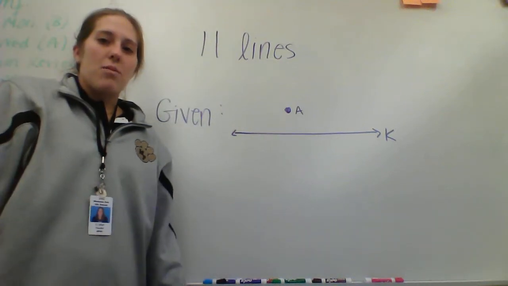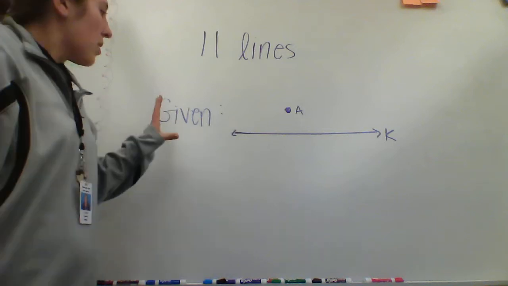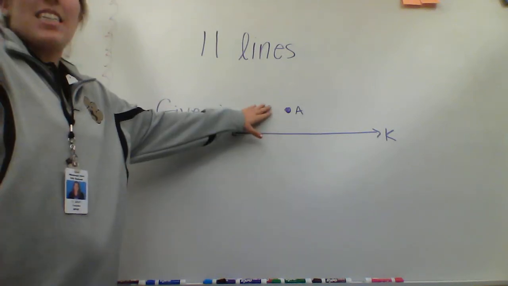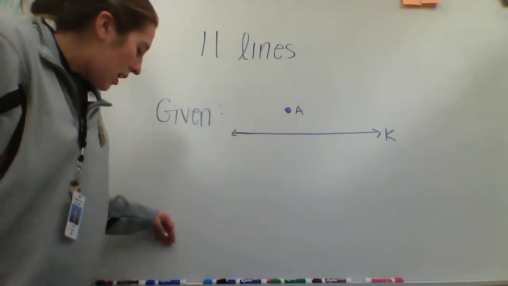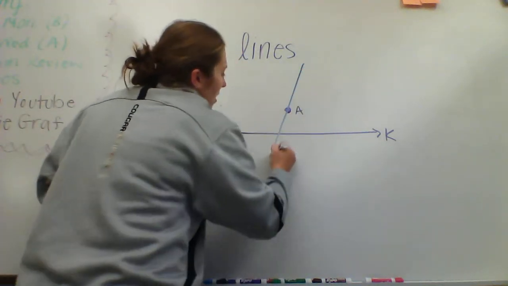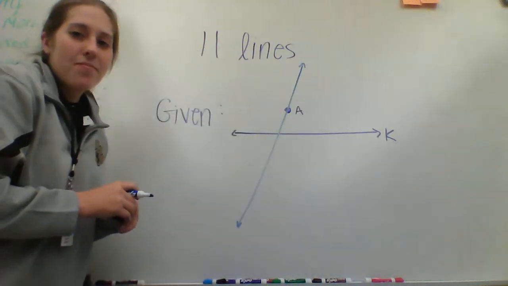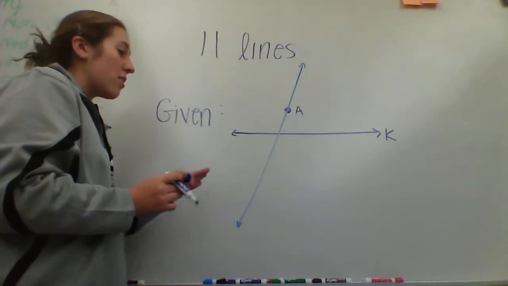So the last construction we're going to talk about is parallel lines. For parallel lines, we're always going to be given a line and a point that's not on that line. So the first step is we're going to draw a line in, and this line is going to go through A and through the line K. This line, as we'll find out later and learn more about, is called the transversal.